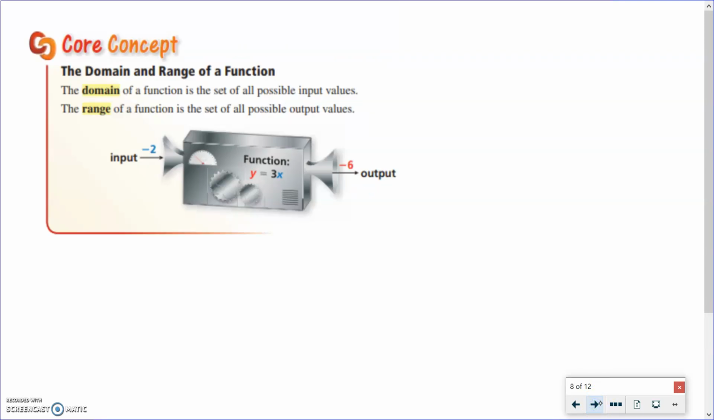The other thing we talk about when we talk about functions is domain and range. A domain is just the input values, and the range is just the output values. And we just make a list or say a range of numbers that represents that. So again, the domain is just the input values and the range is the output values.